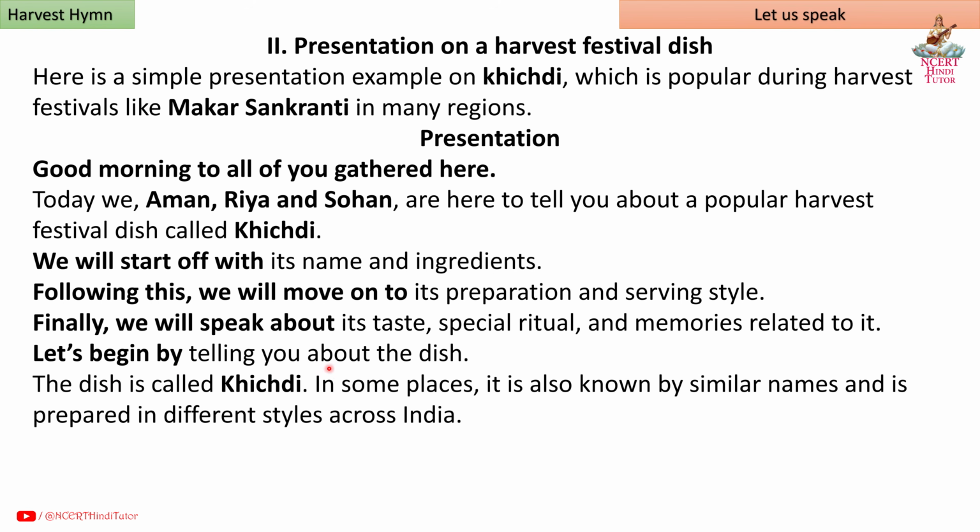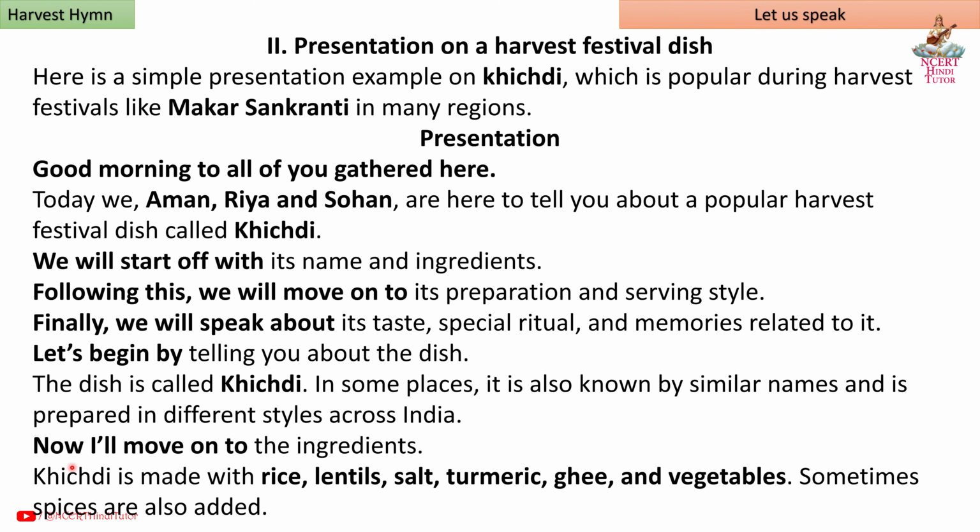Let's begin by telling you about the dish. The dish is called khichdi. In some places, it is also known by similar names and is prepared in different styles across India. Now I'll move on to the ingredients. Khichdi is made with rice, lentils, salt, turmeric, ghee and vegetables. Sometimes spices are also added.